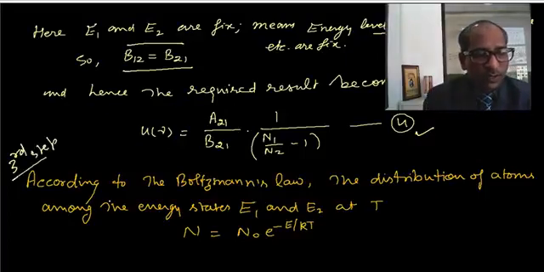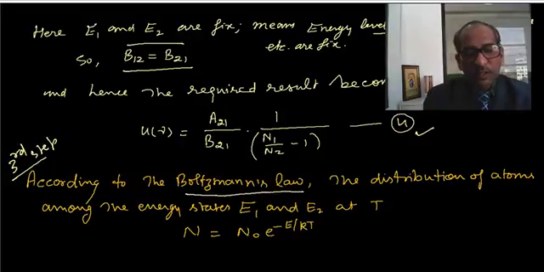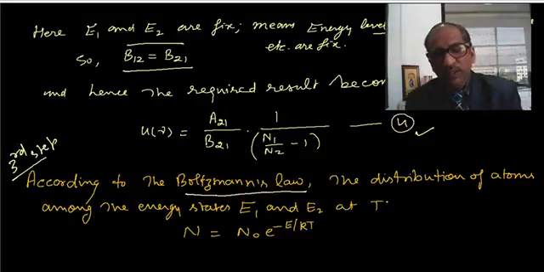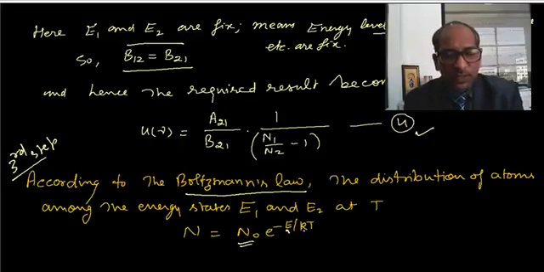In this step, we are just implementing Boltzmann's law, which we use for the distribution of atoms in different energy states. This law says that the number of atoms corresponds to the energy states. N naught is the total number of atoms, K is the Boltzmann constant, and T is the temperature. So by using this, N is the number of atoms at a particular time in a particular energy state.